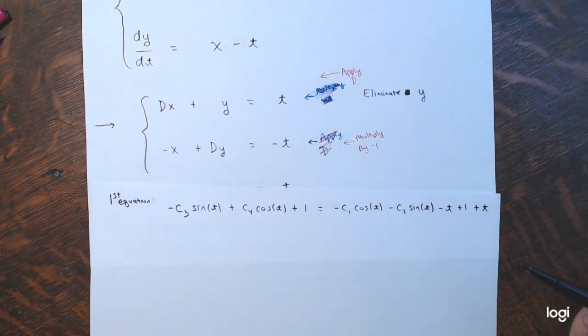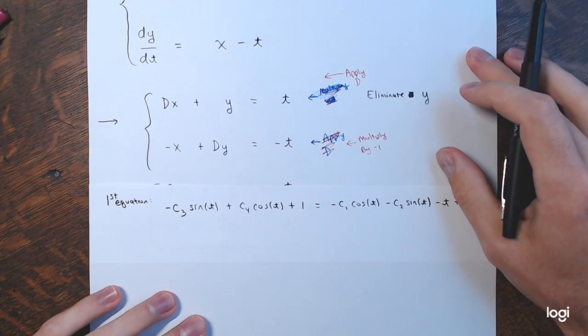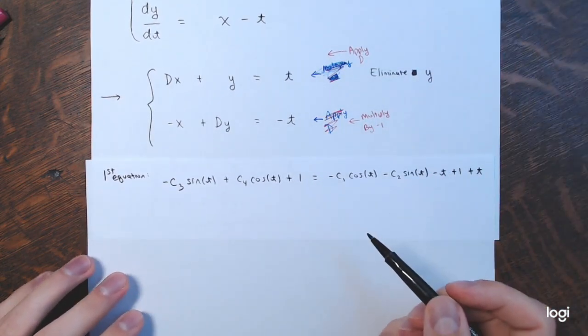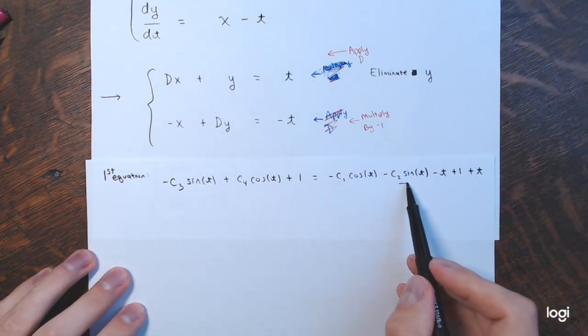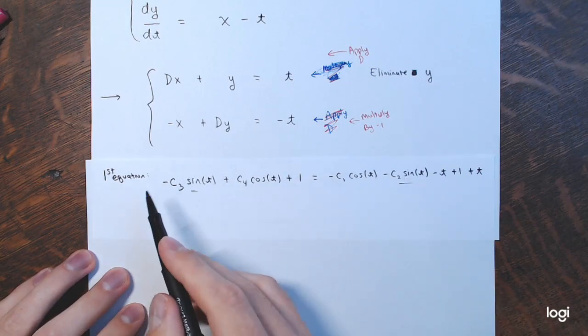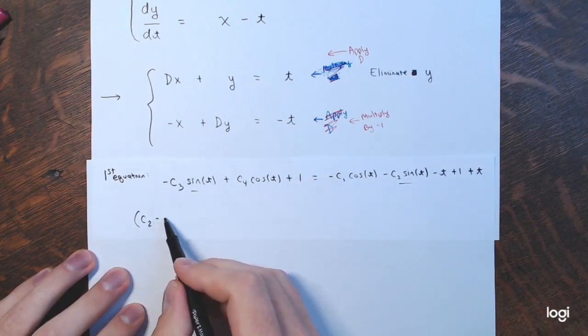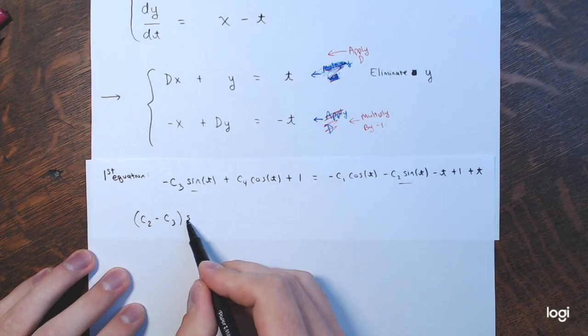Then just as before, I'm going to take everything to one side, 0 on the other, and we'll hopefully easily see the relationships between the constants. So let's take all the sine terms together. We'd have c2 minus c3 times sine of t.